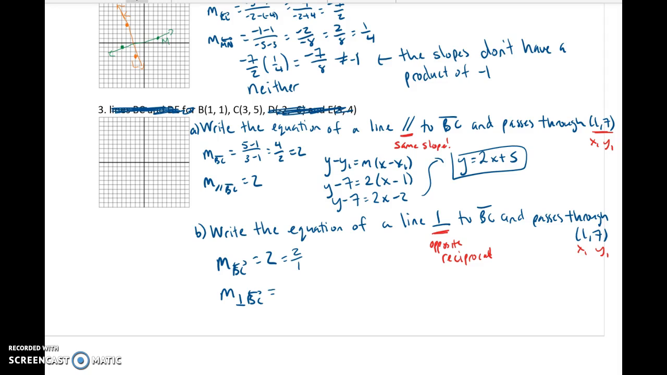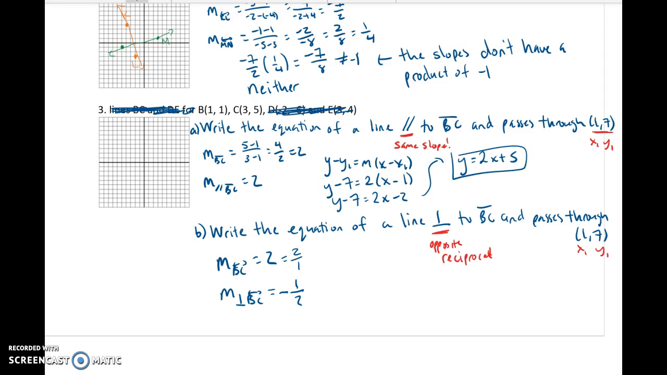So the opposite reciprocal means we take that sign and we flip it. So it's positive, so it's going to become negative. So that's the opposite. And the reciprocal means we flip the fraction. So -1/2 is going to be the slope of the line perpendicular to BC.